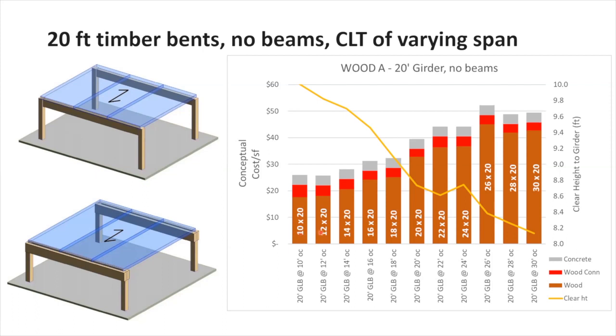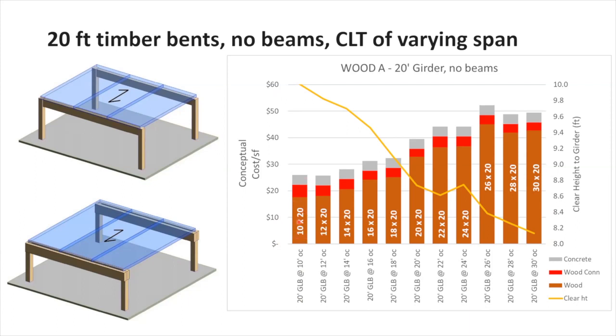Then I started pulling them further apart in 2-foot increments to 12, 14, 16, and so on until they were 30 feet apart. I looked at the total cost of that system, and that's what's represented on the left axis here. Each bar represents the cost per square foot.